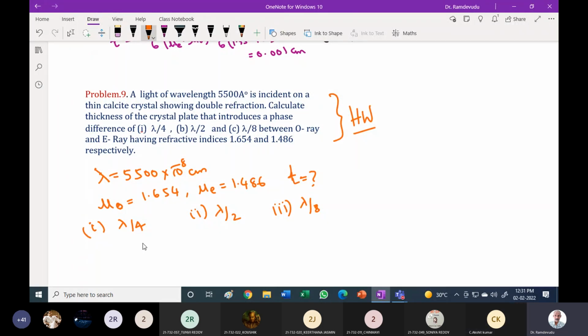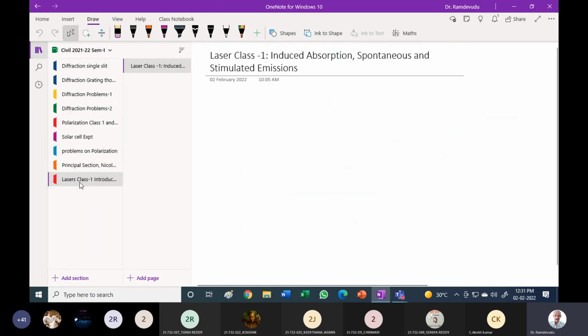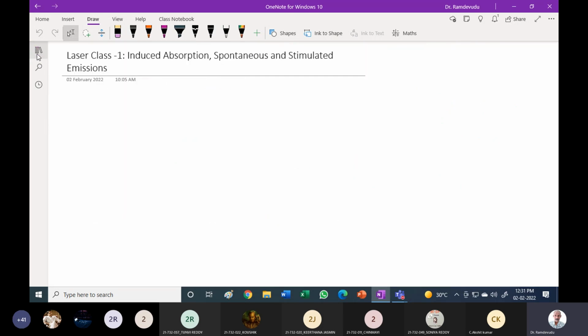To calculate the thicknesses, I'll close this chapter with these problems. That is, unit 2 is closed. In unit 2, we have interference, diffraction, and polarization. Unit 1 is completed, unit 2 is completed. Now we'll start unit 3.